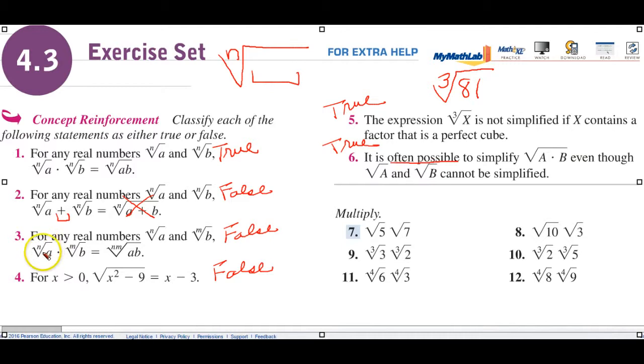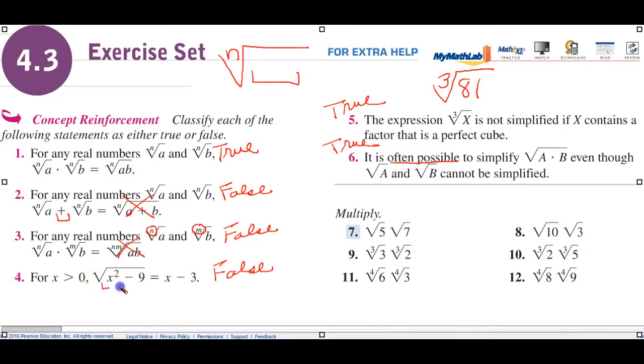Now here, in order to multiply your radicands, your index numbers need to be the same. Here the index numbers are different, therefore that's not possible, and that is false.